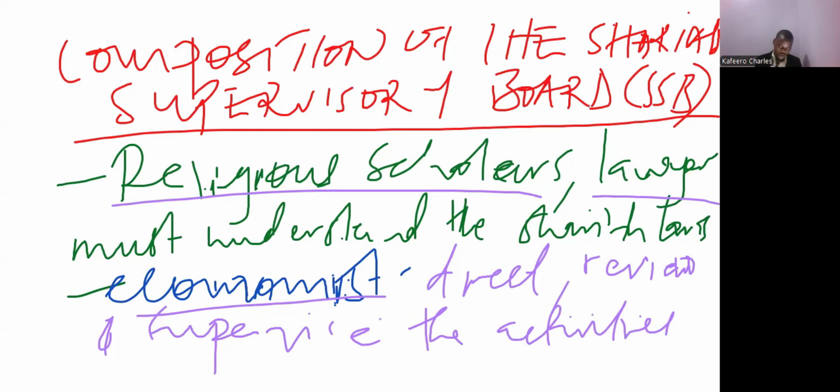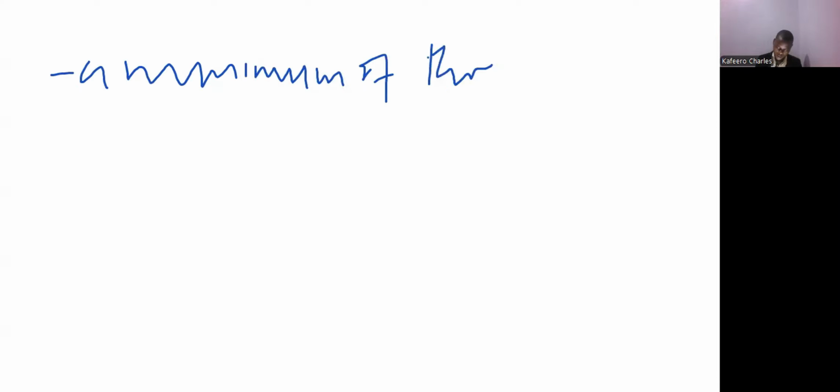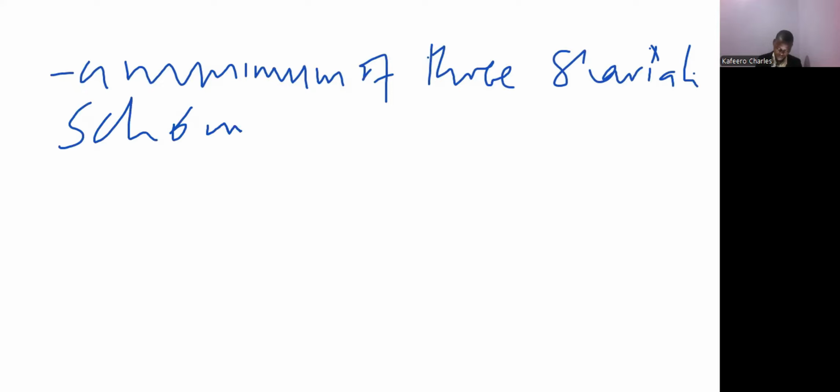Then the body should also have at least, they should have a minimum of 3 Sharia scholars. Now we are looking at the breakdown. Sharia scholars, at least a minimum of 3.